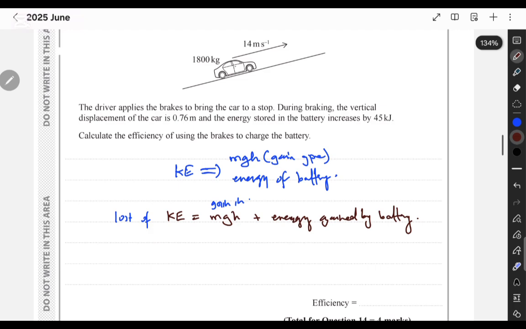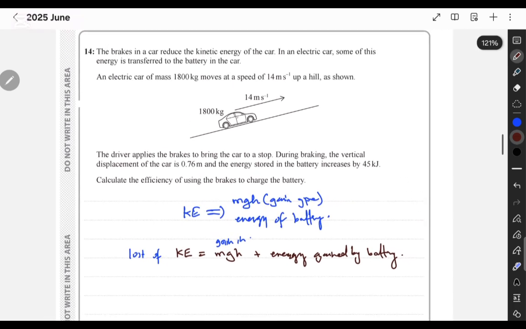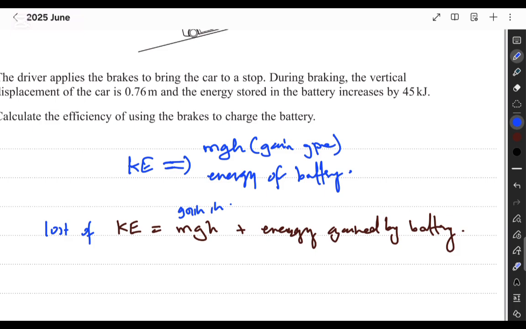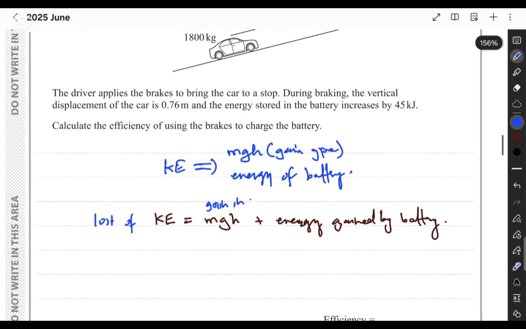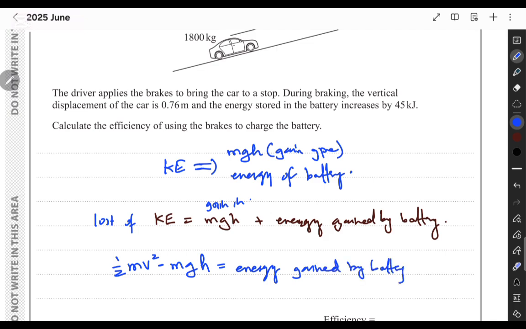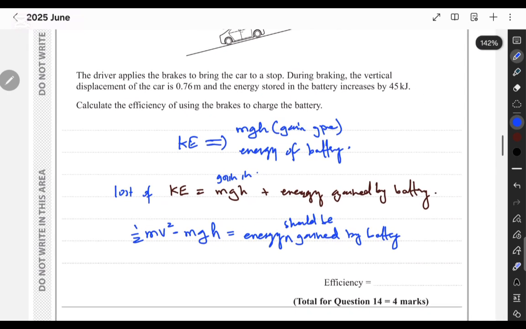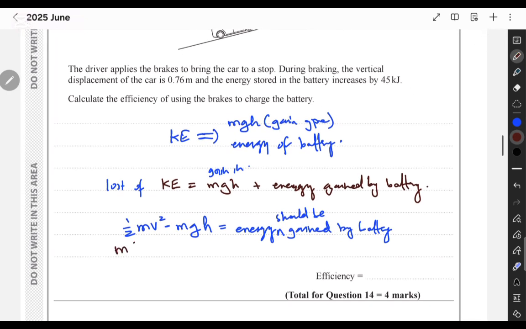Okay. Now, I have the speed, I have the mass, I have pretty much everything here. Now, what I'm going to be doing is subtracting the value of the loss of KE with the gain of MGH. So I'm going to have half mv square minus MGH is equal to the energy gained by battery. That is the energy that should be gained by battery. So I'm going to take the m common out, so I'm going to have half v square minus gh.